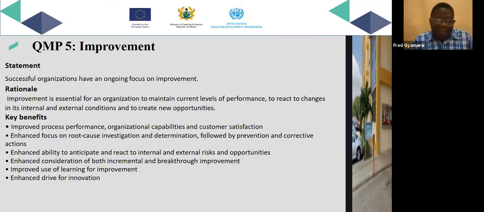COVID, fine. What do you do? You manage those risks that came along with COVID. Okay? React to the changes. That's why you should be what? Put in place resilient systems. The standards are there to help you do that so that you grow your business in spite of these challenges.